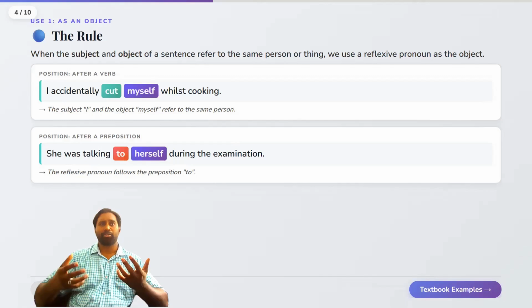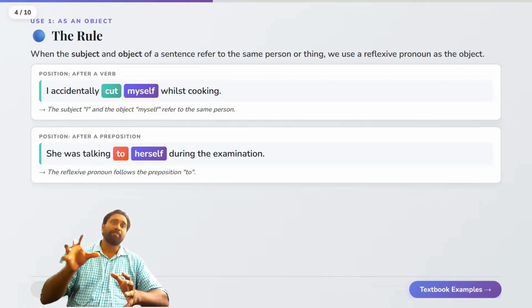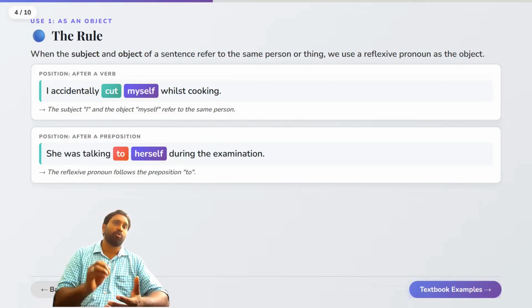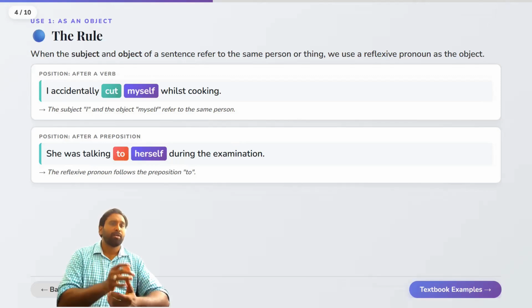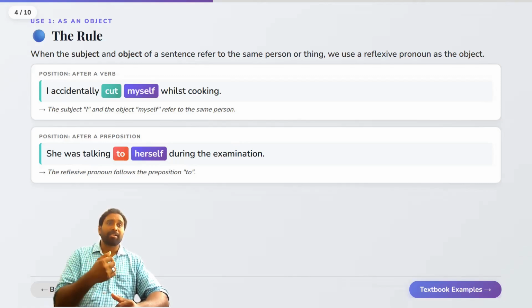When the subject and the object of a sentence refer to the same person or the same thing, that is where we use a reflexive pronoun as the object. Let me explain with a couple of examples. Look at the very first one. I accidentally cut myself whilst cooking.